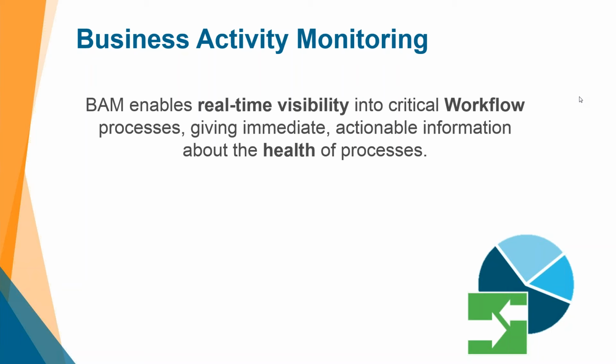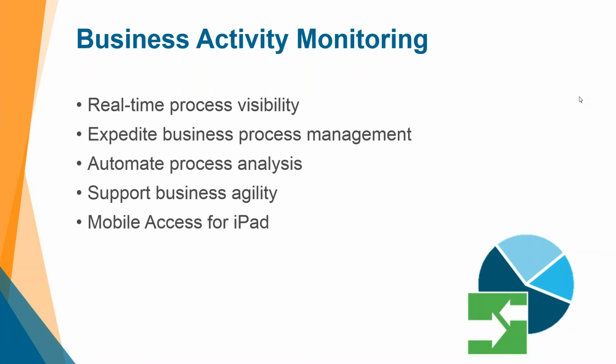Definition of business activity monitoring: it enables real-time visibility into critical workflow processes, giving immediate, actionable information about the health of a process. The thing to highlight here is the real-time visibility, and obviously, being in the workflow. So it's looking at what's happening right now. Report services and report mining take information that, while it may be quote-unquote old, a day, a couple hours, whatever, business activity monitoring is looking at what's going on right now.